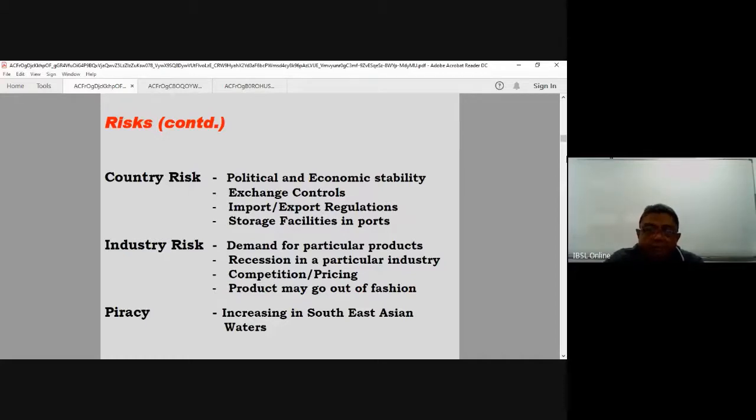Now, for example, in the COVID situation also, a lot of things are happening. Countries are going into recession. Therefore, you must consider whether this is a country where there will be a recession affecting that particular industry, such as the garment industry. How many factories closed up because there were no orders. Then competition, pricing.